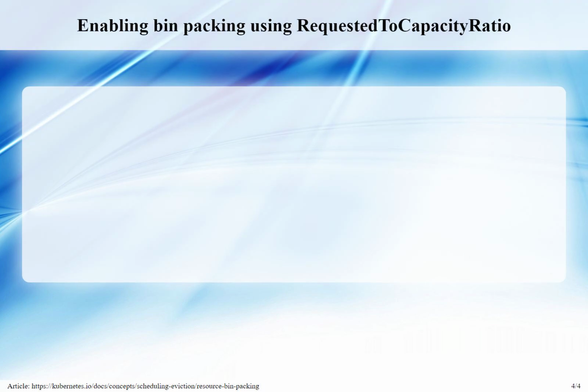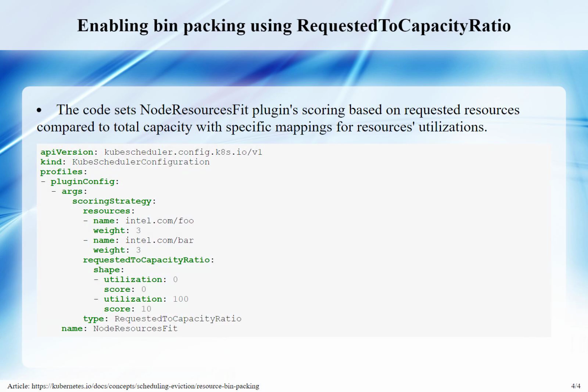Enabling bin packing using requested to capacity ratio. The code snippet defines a configuration for the Node Resources Fit plugin with the scoring strategy set to requested to capacity ratio. It specifies two utilization to score mappings for the intel.com/foo and intel.com/bar resources, where 0% utilization maps to a score of 0 and 100% utilization maps to a score of 10, affecting how nodes are scored based on the ratio of requested resources to the total capacity.